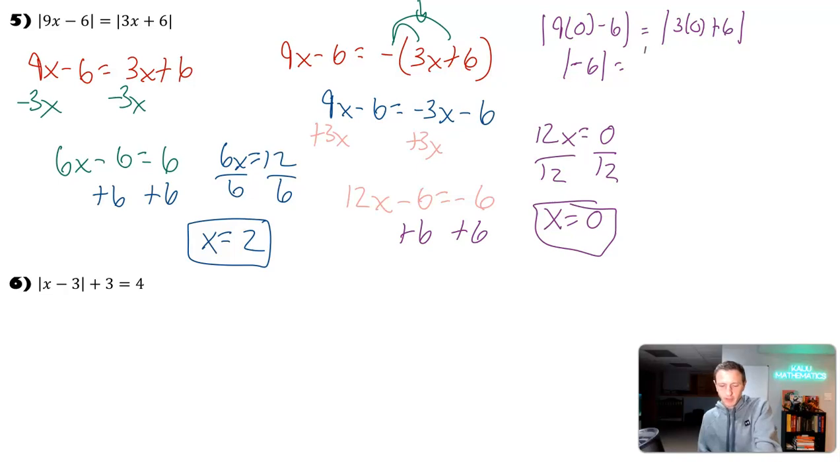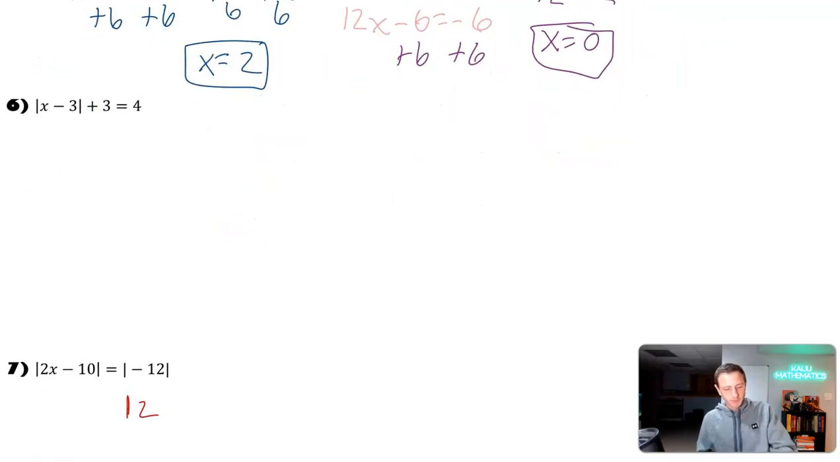And then over here, the absolute value of 3 times 0 is 0. 0 plus 6 is 6. The absolute value of negative 6 is positive 6. The absolute value of positive 6 is positive 6. See how that worked? It's kind of weird how we end up with two different values, but since we're taking absolute value, they end up being the same. So that's why we would manage it that way.